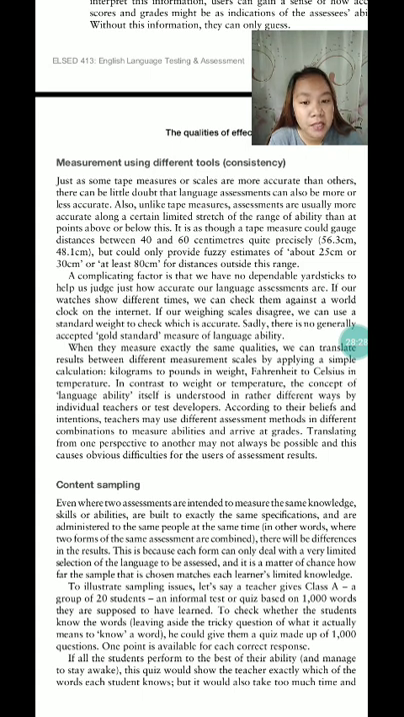To illustrate sampling issues, let's say a teacher gives a class of 20 students an informal test or quiz based on 1,000 words they are supposed to have learned. To check whether the students know the words, leaving aside the tricky question of what it actually means to know a word, he could give them a quiz made up of 1,000 questions. One point is available for each correct response.